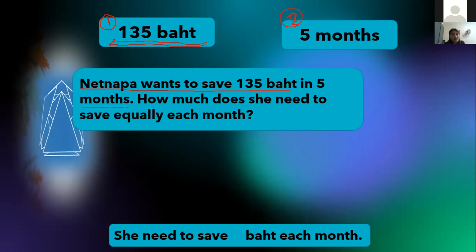So we have here, Netnapa wants to save 135 baht in 5 months. So this is the second given number, and this one is the first given number. And the question here is, how much? Okay, can you see? The question is always in the last sentence. It's easy if we have this symbol. Look at here, this symbol is always last in the sentence. It means this symbol is a question mark, or question sentence.